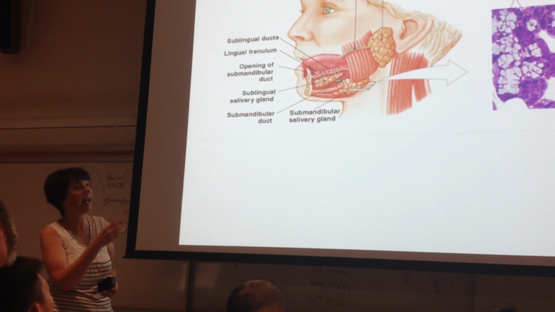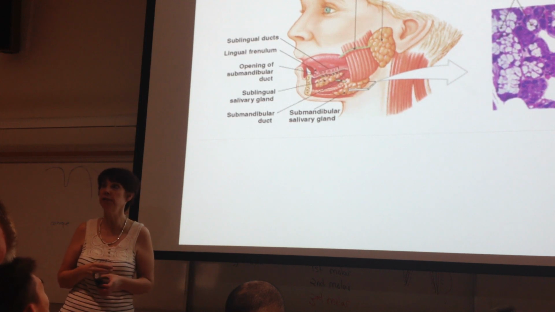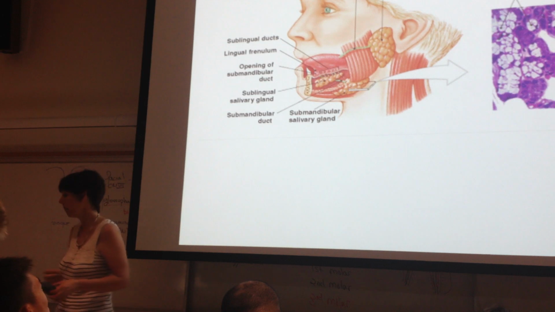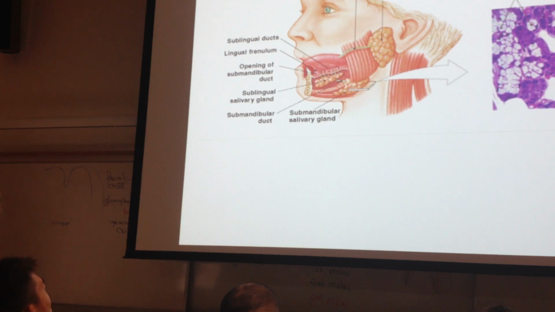Okay. The parotid gland is innervated by your glossopharyngeal nerve, sublingual and submandibular by the facial. Let me put that up on the board, and then we'll be ready to move on to the esophagus.